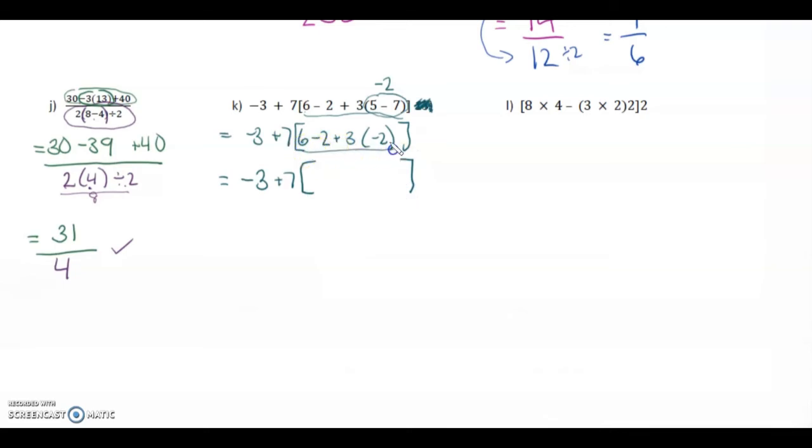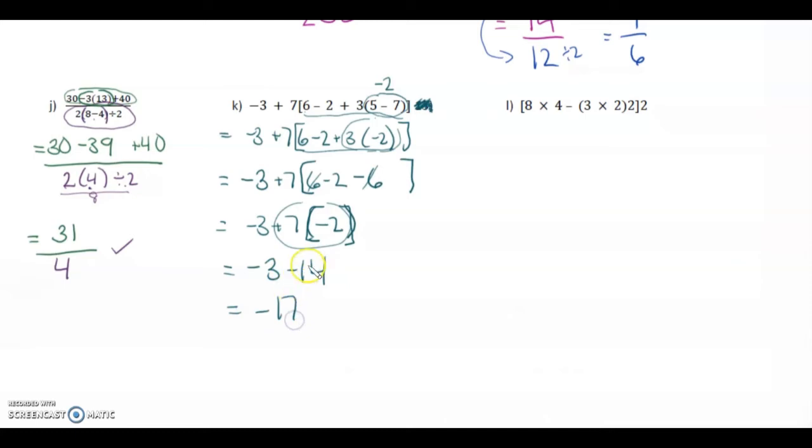So now let's continue to simplify this bracket. 6 minus 2, and we're going to do the multiplication first. -6. Okay, 6 minus 6 goes to 0, so we just have a -2 left in that bracket. You can express these brackets as big boxy brackets or round brackets, it doesn't matter. Okay, so in this expression, we're going to multiply first. So I get -3 minus 14, and I get -17.